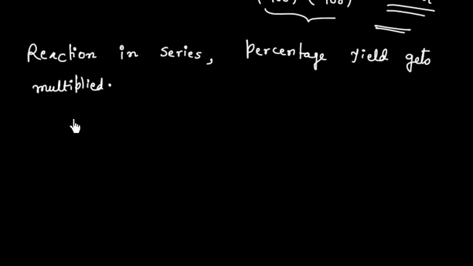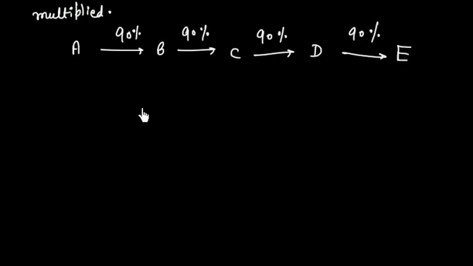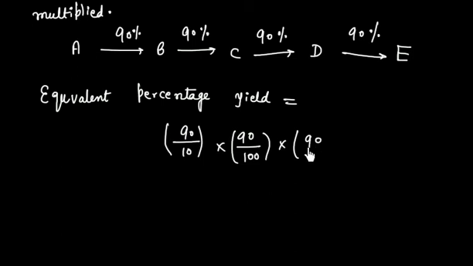So if I have a reaction A to B, B to C and C to D, this is 90% yield, this is also 90% yield, this is also 90% yield. Let us say D to E, also 90% yield. What is the equivalent percentage yield? As I have said earlier, equivalent percentage yield gets multiplied. So this is 90 by 100 multiplied by 90 by 100 multiplied by 90 by 100. So 4 times I have to multiply by 90 by 100.